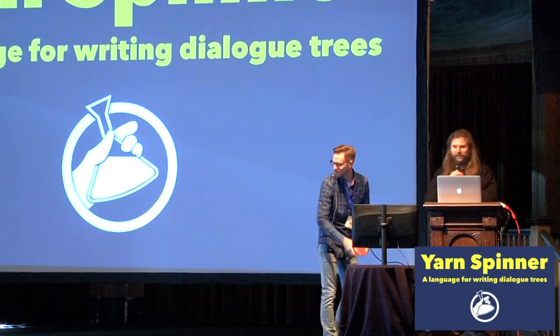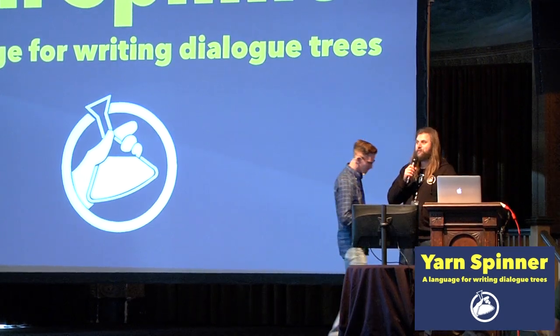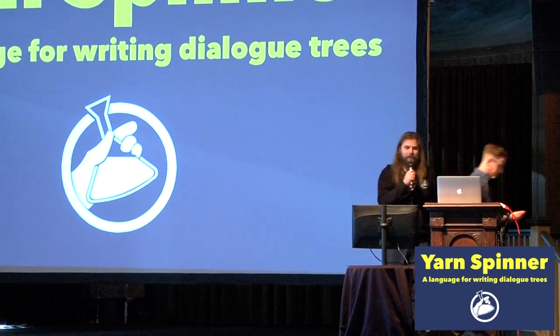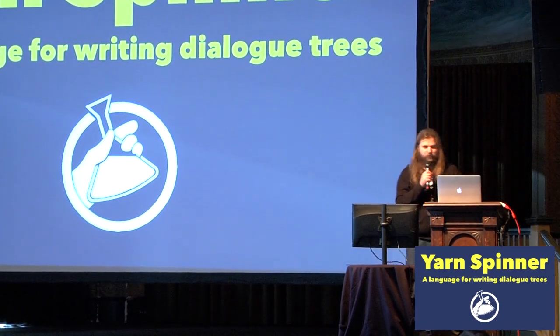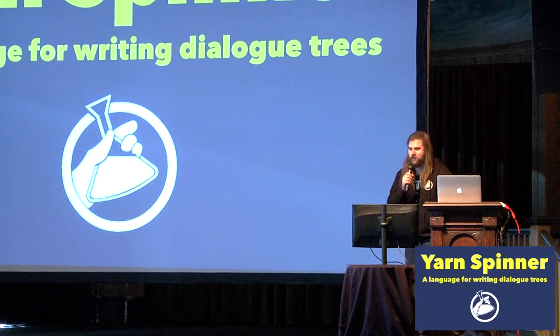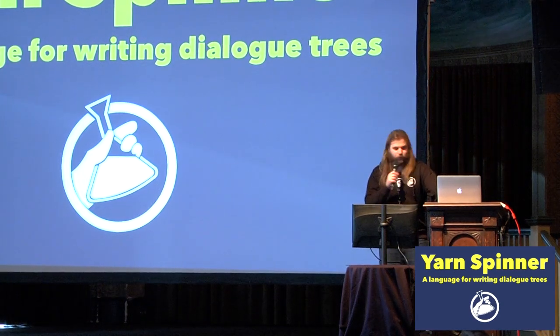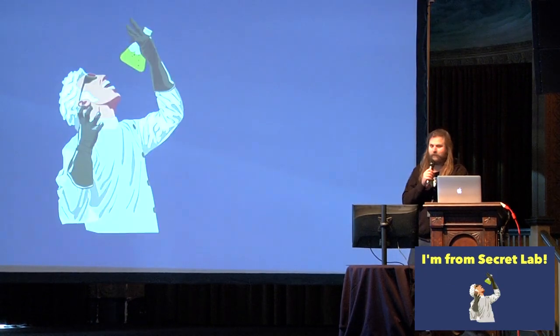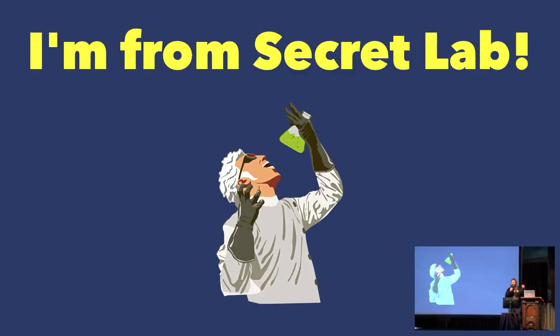Hi everyone. So my name is John, and I made a little thing called Yarn Spinner. Yarn Spinner is a tool for writing dialogue trees. You may not know what a dialogue tree is. By the way, I'm from a little video game dev company called Secret Lab. We're kind of small, pretty great.